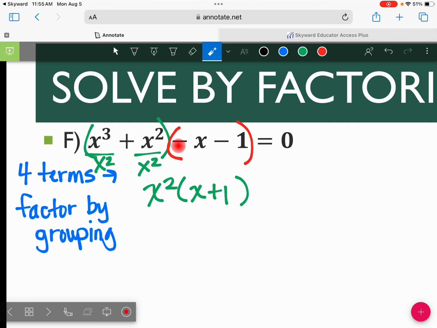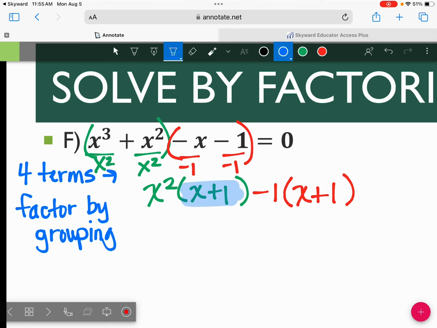So now let's look at this red group. What do you think my GCF is that I'm going to take out of these 2? A -1. Good. So I'm going to take a -1, put that here. And in parentheses, I want you to write what you have left over when you divide it by -1. And you should get the same thing, x plus 1. Whenever you factor by grouping, when you take out your GCF, what you have left should be the same. So I want you to notice how that is the exact same thing. If you don't get the same thing when you take out your GCF, that means you took out the wrong GCF.